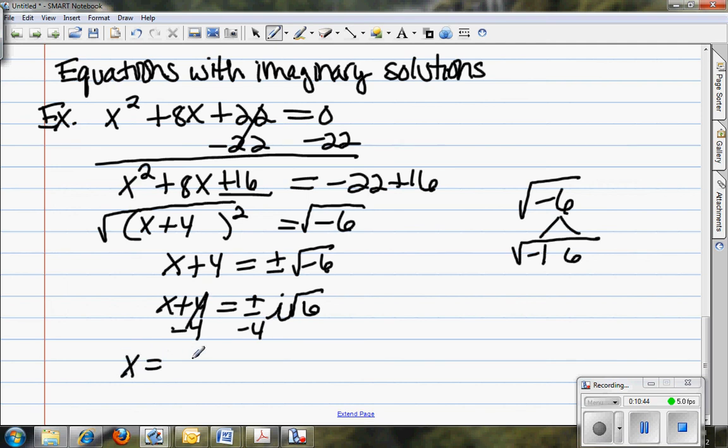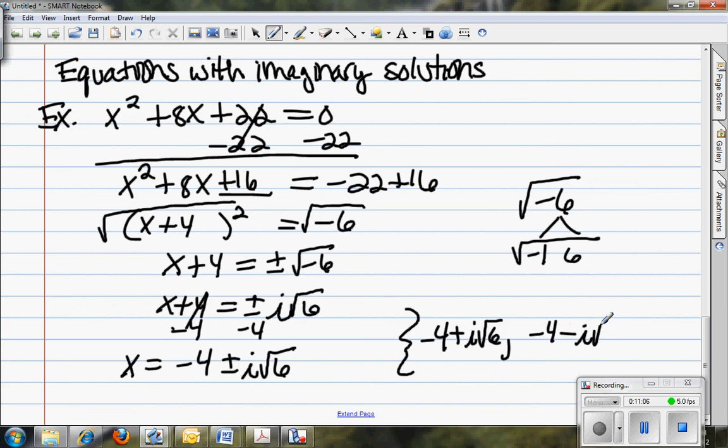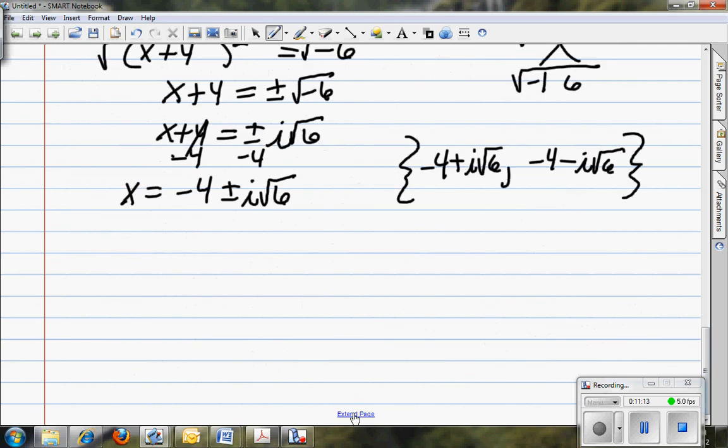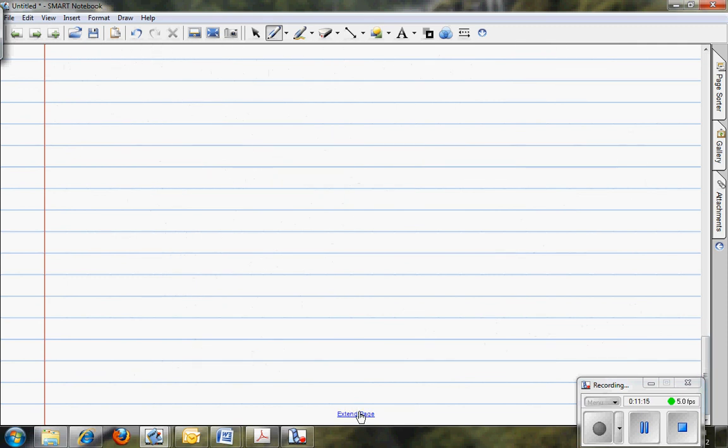So finally, we'll have x is equal to negative 4. I'm going to put the 4 first, plus or minus i root 6. If you broke those down, your two answers would then be negative 4 plus i root 6, or negative 4 minus i root 6. There we go. One last example.